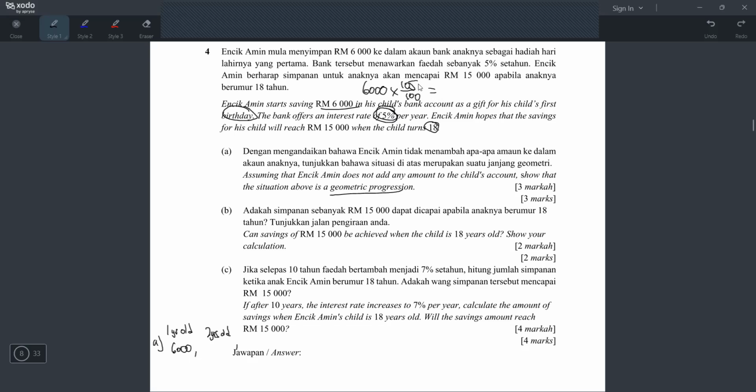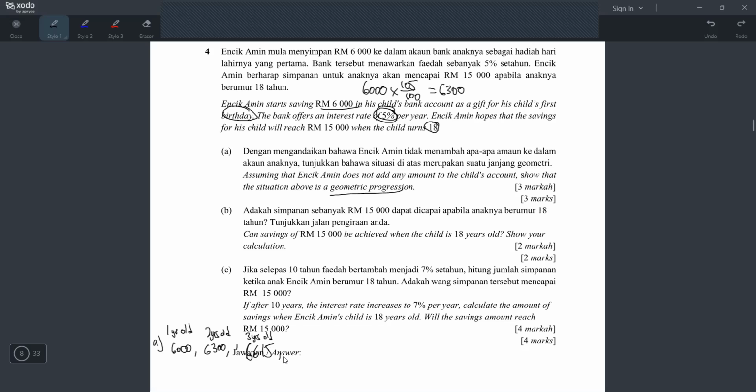So let me press the calculator. Okay, I get 6,300. It means when this kid is 2 years old, his bank account is already 6,300. That's what it means, right? And then what about when he's 3 years old? When he's 3 years old, it will be 6,300 multiplied with 105%. So 6,300 times 105 divided by 100, which is 6,615, right? This is the faster way to calculate.